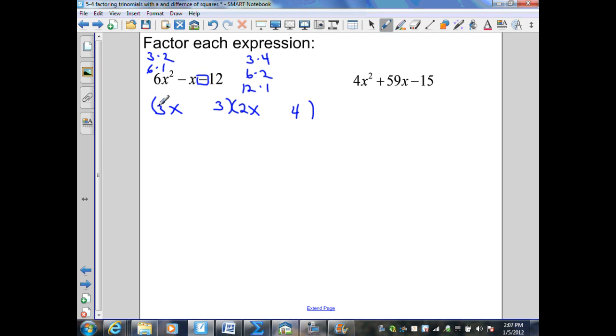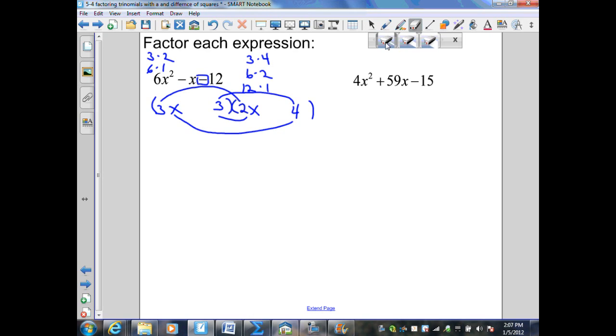We know from doing our first, that will give me 6x squared. And doing the last will give me my 12, just depending on plus or minus. Now let's look at our outer and inner terms. Our inner term is 6x. Our outer term is 12x. 12x minus 6x gives me 6x. Therefore, I know 3 and 4 won't work. So I go back to the drawing board.